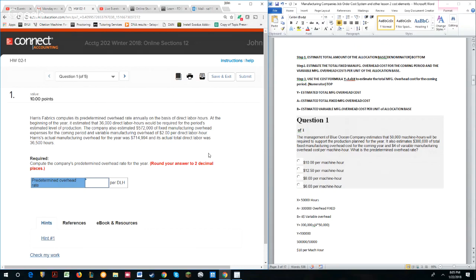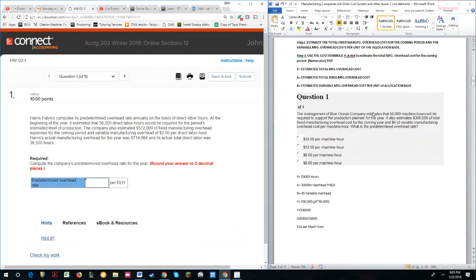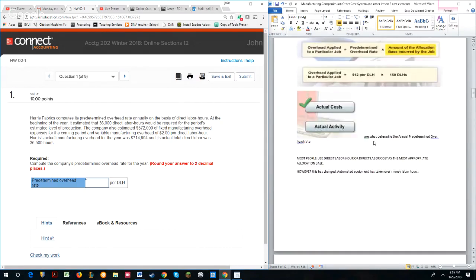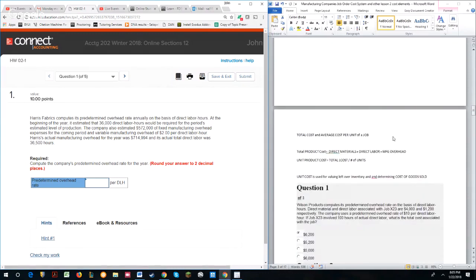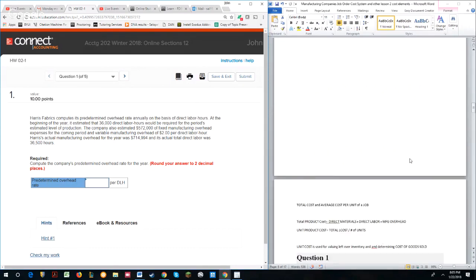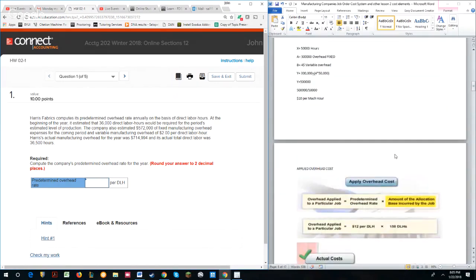From what I remember, we still have to use the estimated rate that we stated at the beginning of the year. Yeah, I think that's right. I have the equation written down here. So we're looking for the predetermined overhead rate. I think that's the first one up here.